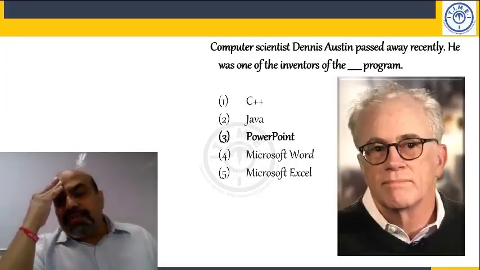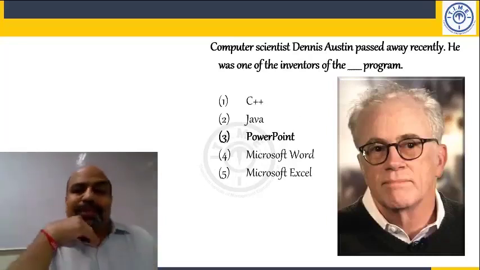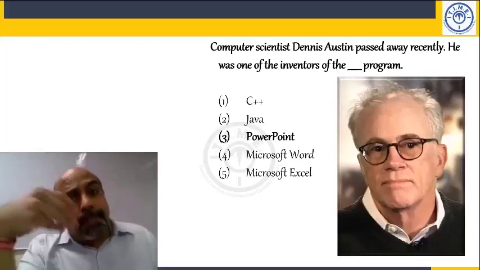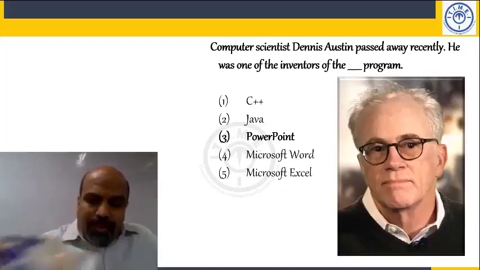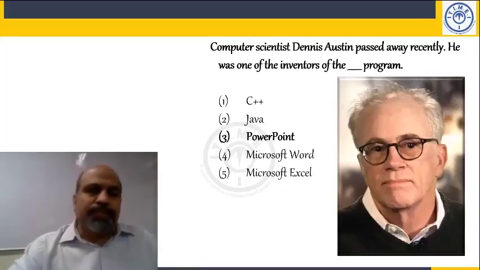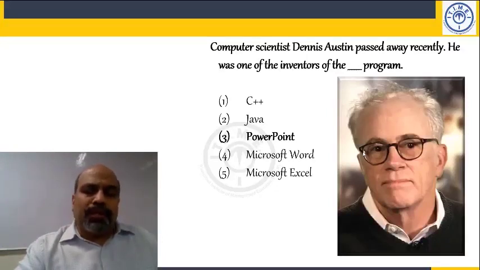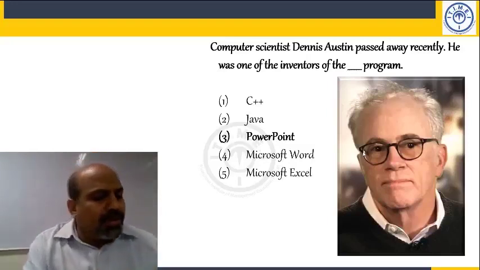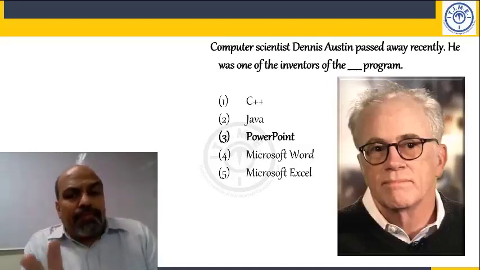Computer scientist Dennis Austin passed away recently. He was one of the inventors of PowerPoint. What you see on the screen is a PowerPoint actually. He is a guy who co-created PowerPoint. So you could write this: PowerPoint co-created by Dennis Austin and Robert Gaskins, Robert Gaskins.